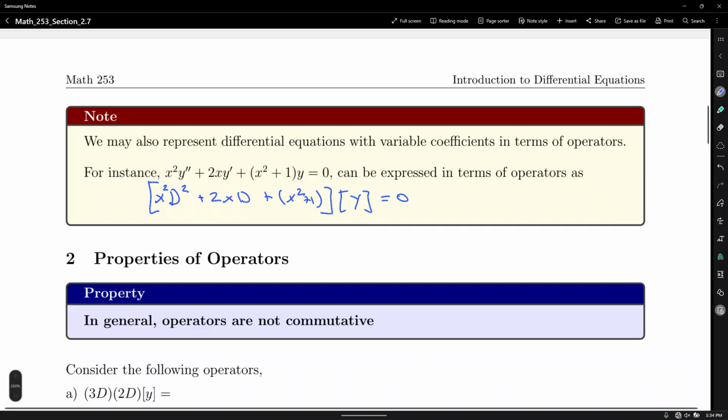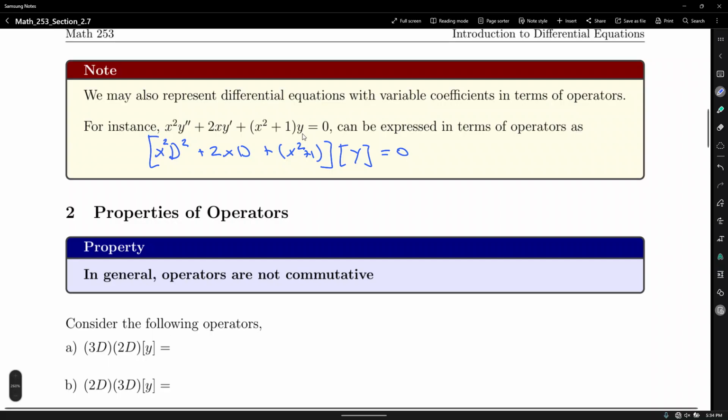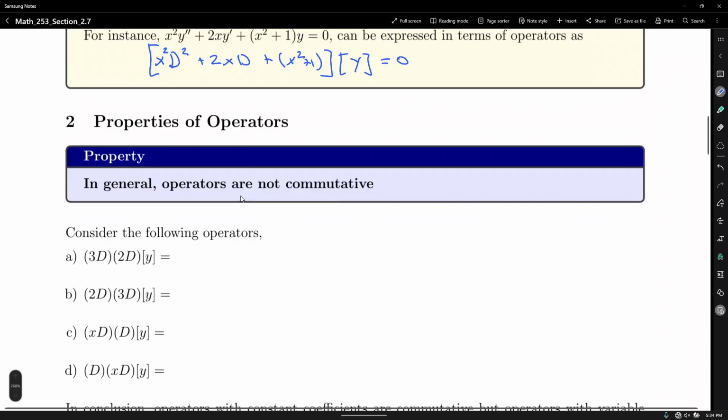All right, guys. Now that we had a glimpse of what operators are, let's have a look at some of their properties. Operators in general are not commutative, as we will get to see with some examples here. So here's the thing. Let's consider the following operators. Number one, how about we compute this?